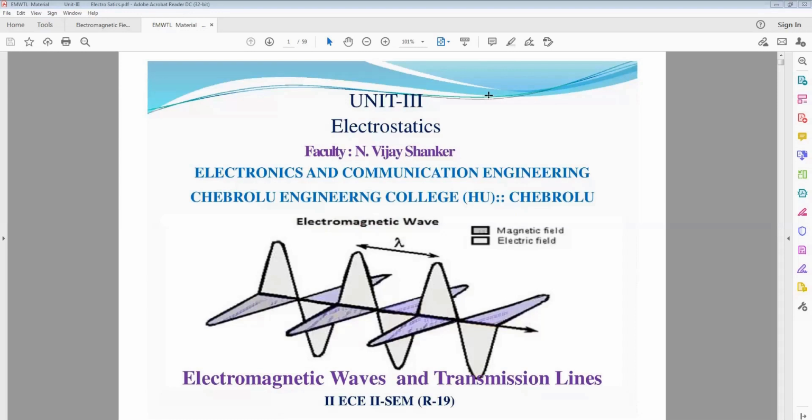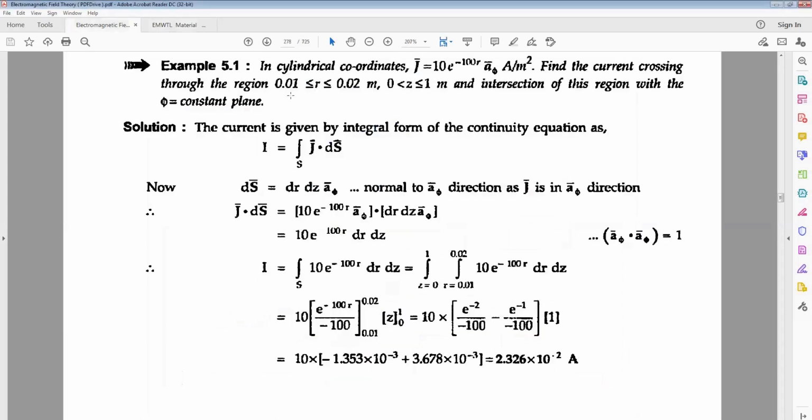Today, I am going to discuss some more examples in electrostatics. That is the third unit. We have already completed some examples. Now, let us see the examples on conductor or current density and related to the current.